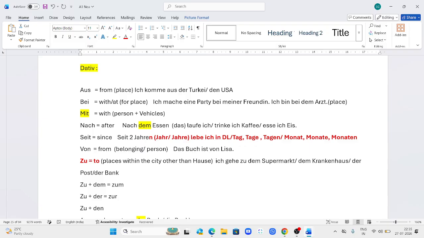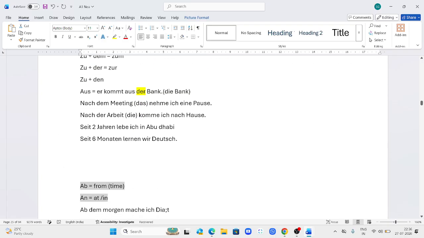Dativ. The last one is zu. Zu is for inside the city. If you remember, I had told you if you're going home only, you should use nach Hause. But for other places like post office, Rathaus, park, Krankenhaus, museum, if you want to go to some other places within the city, then you have to use the preposition zu. There are some short forms: zu plus dem is zum, zu plus der is zur. There is no short form for plural, zu plus den, nothing.